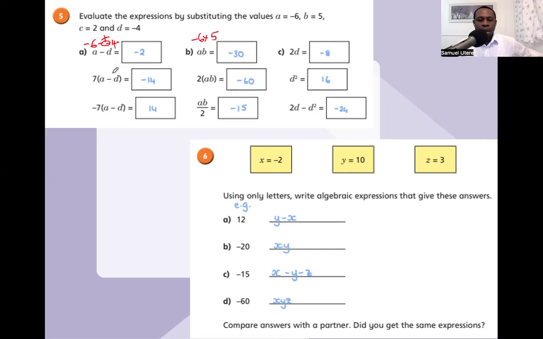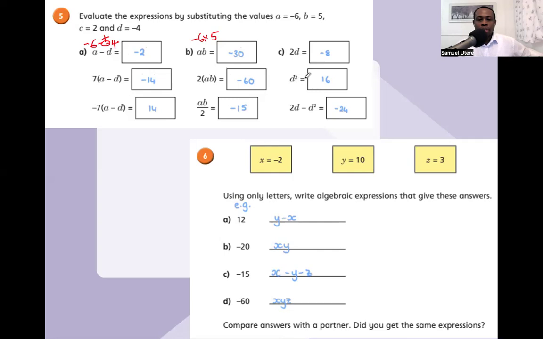Here, you would have to do the bracket first. We already know the value of the bracket is negative 2. We've done it here. So 7 times negative 2 will be negative 14. Here, we already know what ab is. So 2 times ab, which is negative 30, will be negative 60.